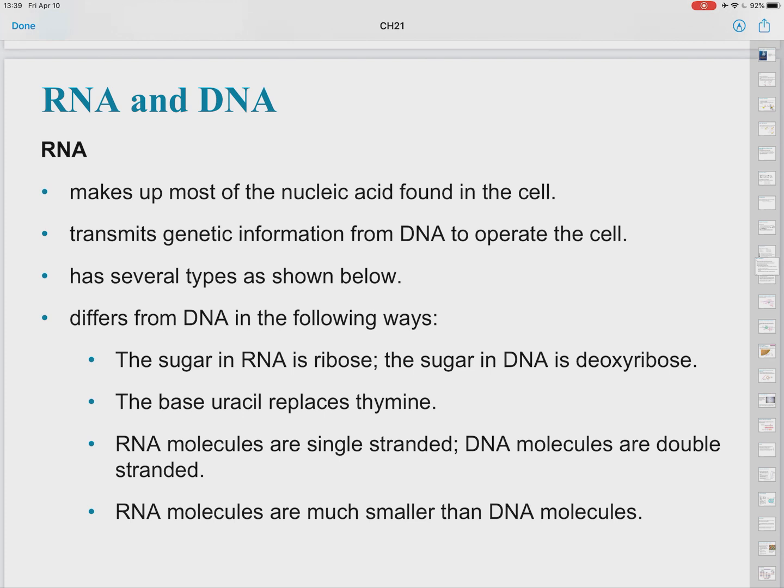So RNA and DNA, we've already seen some of those differences. RNA makes up most of the nucleic acids in the cell. It transmits genetic information from DNA, as I mentioned, into those messenger RNAs. There are a few different types of RNAs as well. I think we're going to go over them. There's tRNAs, there's messenger RNAs, and then there was the ribosome, which I probably could have mentioned was an RNA. It's actually a mix of RNA and protein.